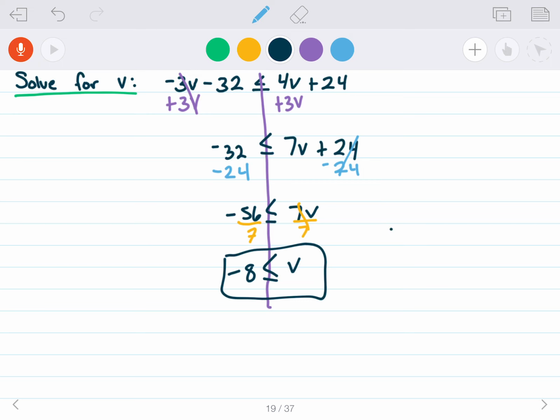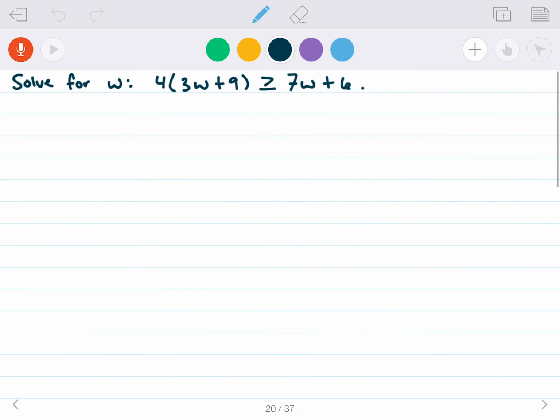And if you like to write your variable first, which you should get in the habit of doing, we'll write v, open mouth, under the line, negative 8. Line under. Let's try this one.